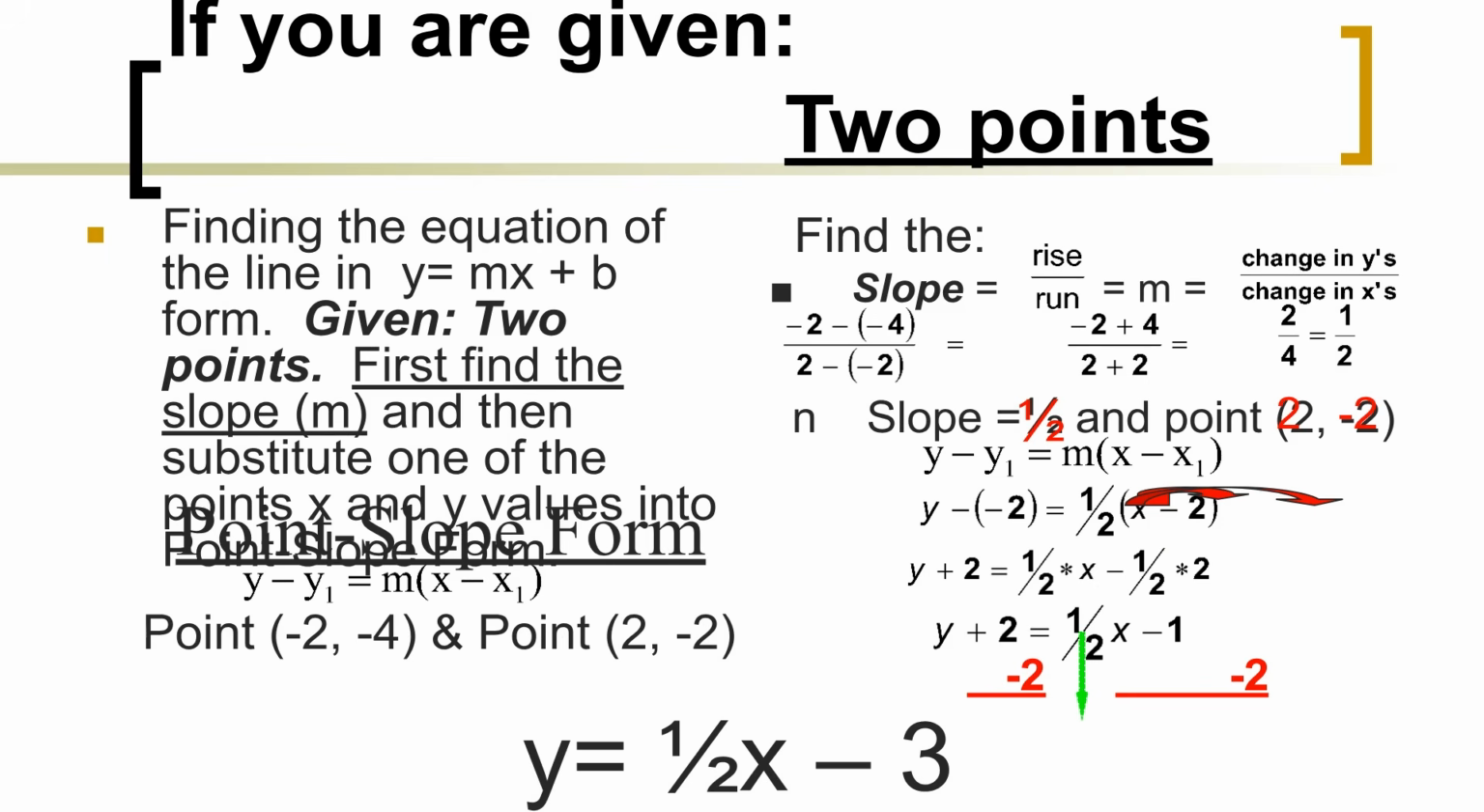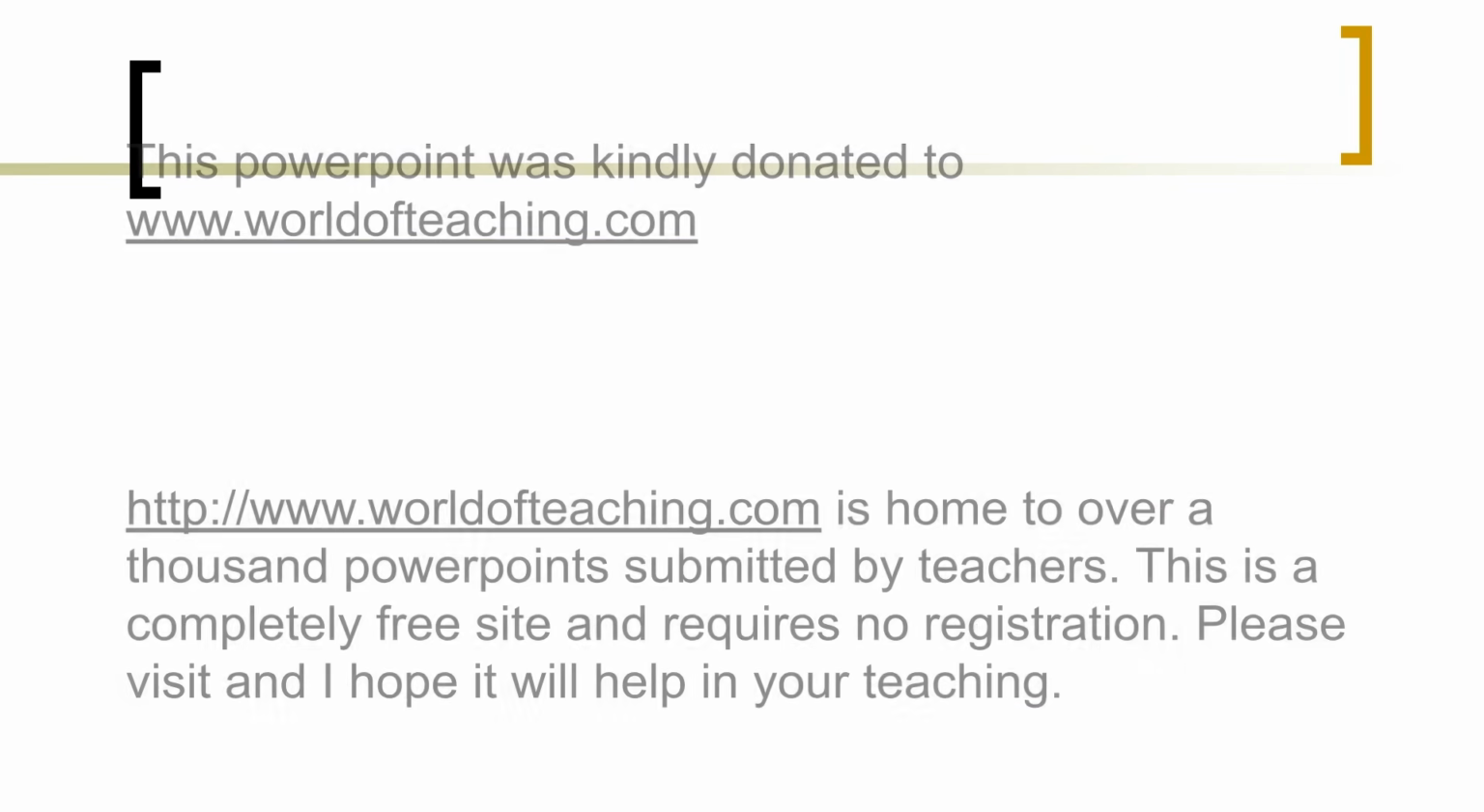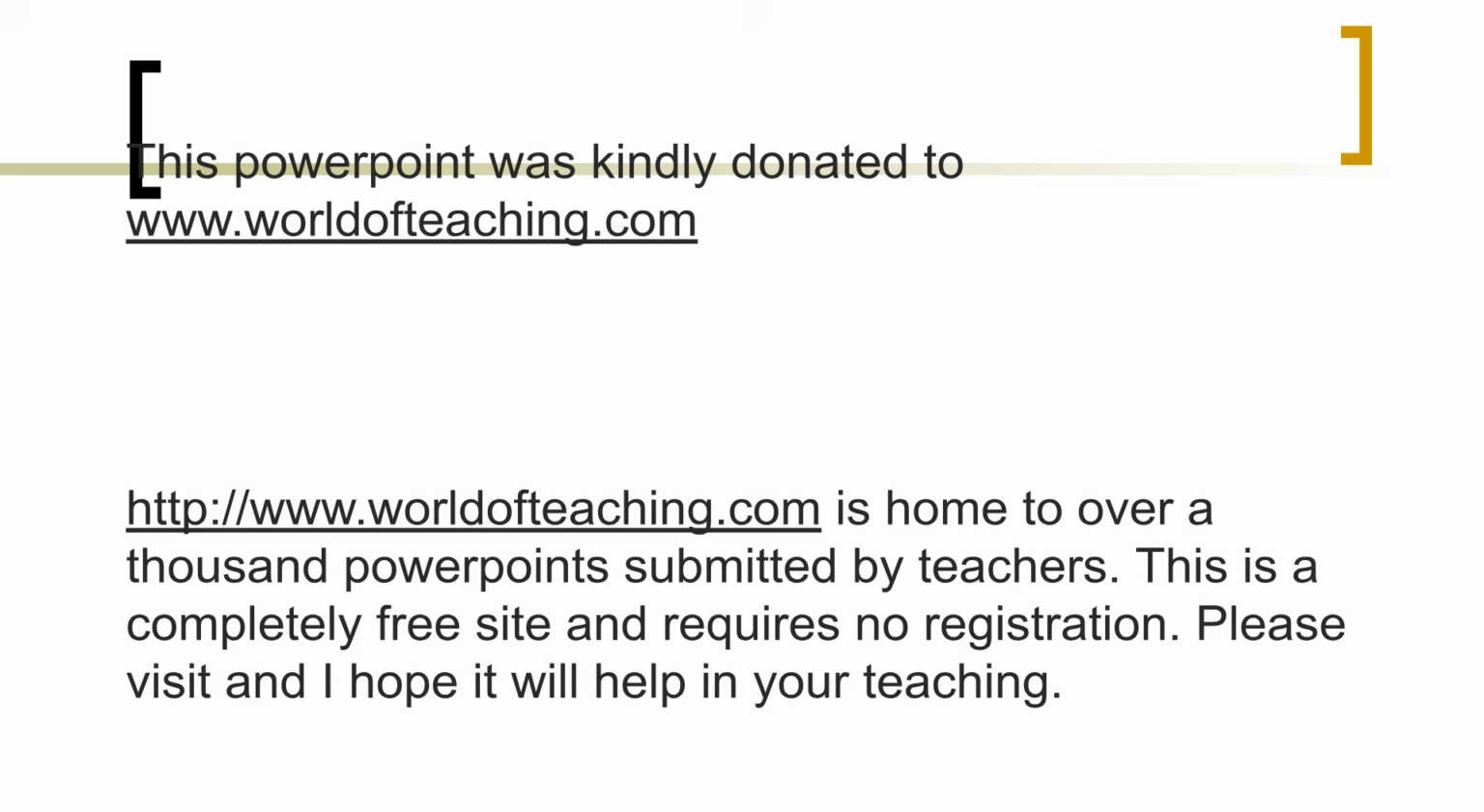If you are given 2 points, first find the slope m. Then, use one of the points and the slope to find b using the y equals mx plus b form, or utilize the point-slope form. Finding the slope and then using y equals mx plus b, with the example points (-2, -4) and (2, -2), leads to the final equation y equals 1/2 x minus 3.